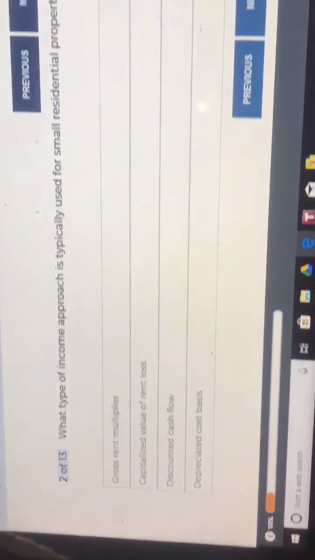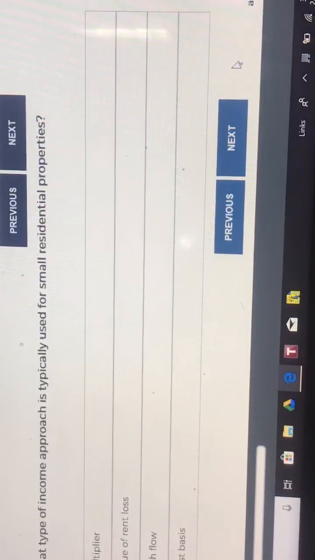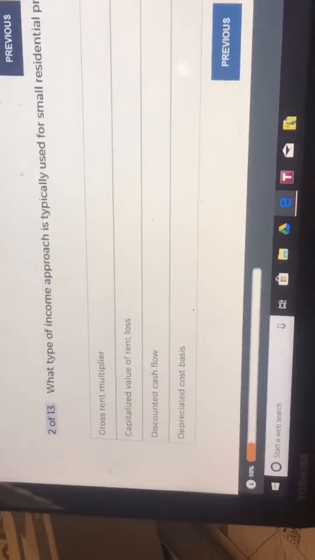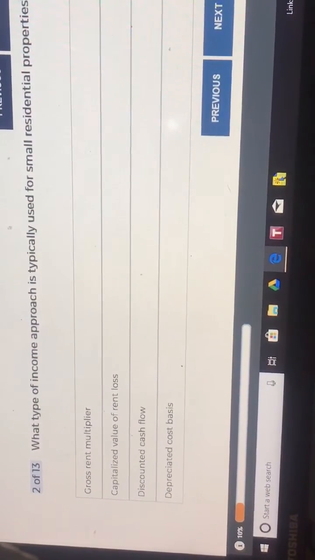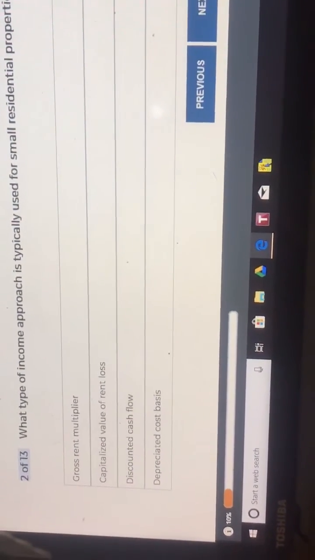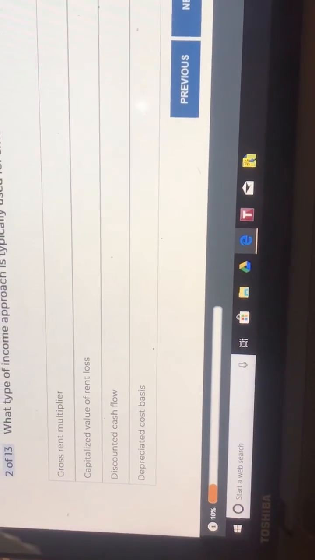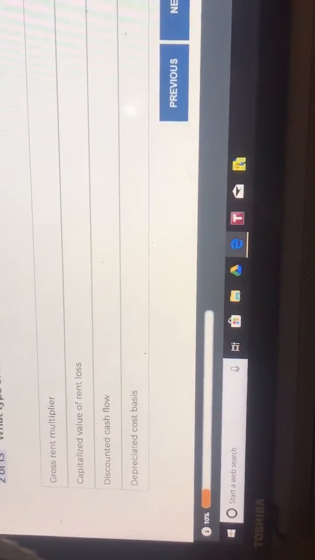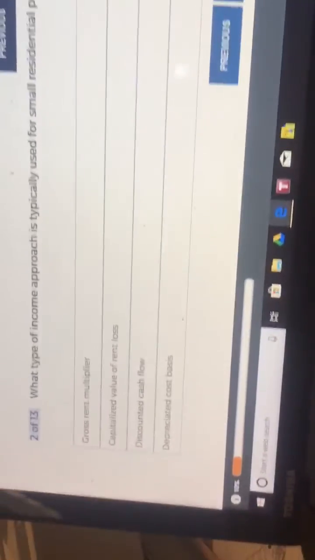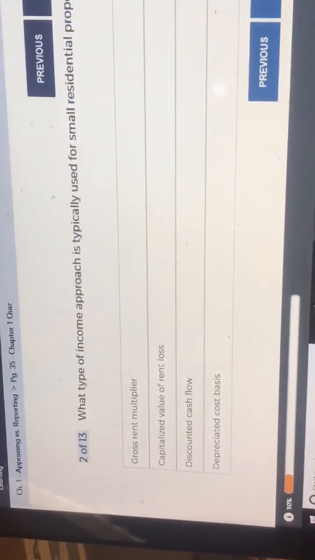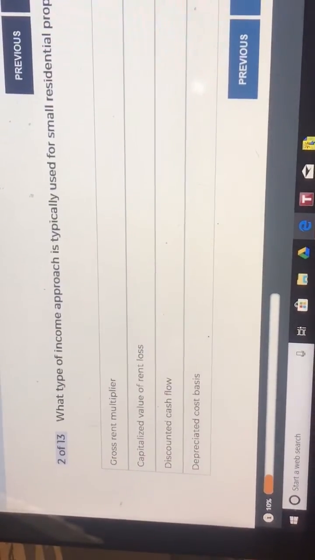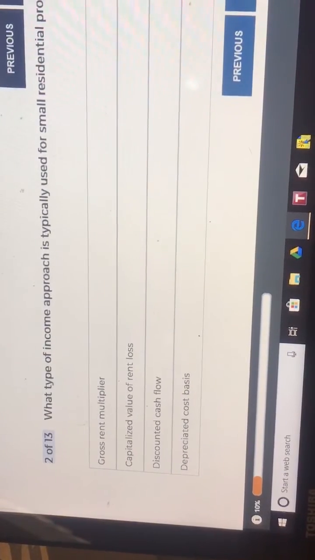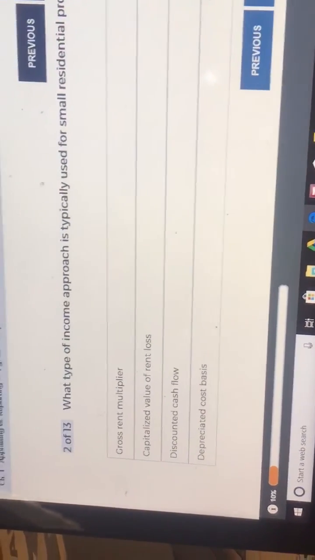Number 2, what type of income approach is typically used for small residential properties? A, gross rent multiplier. B, capitalized value of rent loss. C, discounted cash flow. Or D, depreciated cost basis. I'm going to go with A, gross rent multiplier.